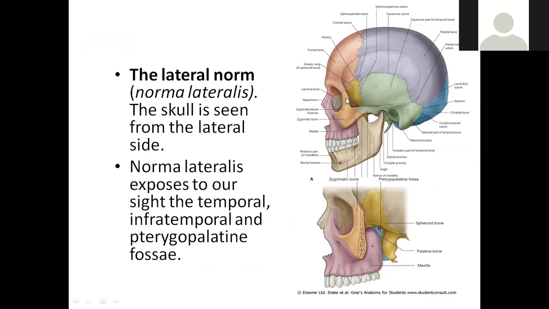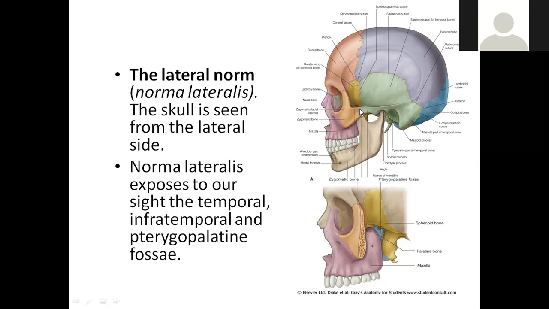So now if you observe, there are two lines also, which are called the superior temporal line and inferior temporal line. You remember when we were doing attachments of the scalp, I said the scalp is attached to the superior temporal line. Okay. So norma lateralis is exposing two fossae to our side also.